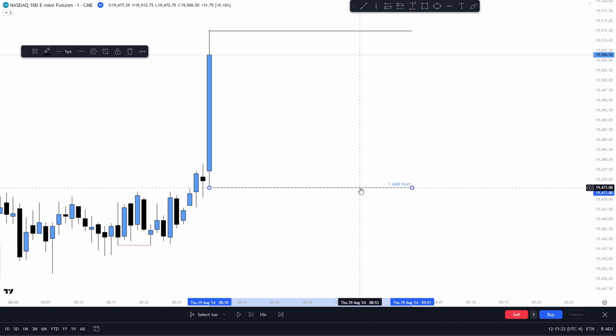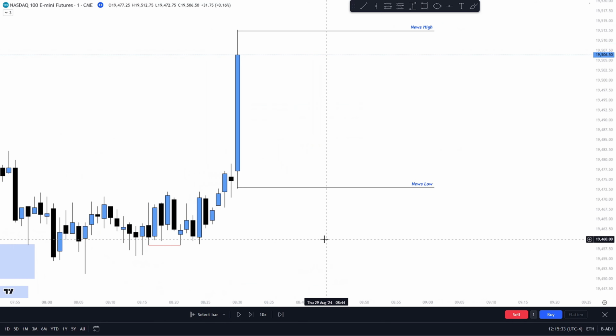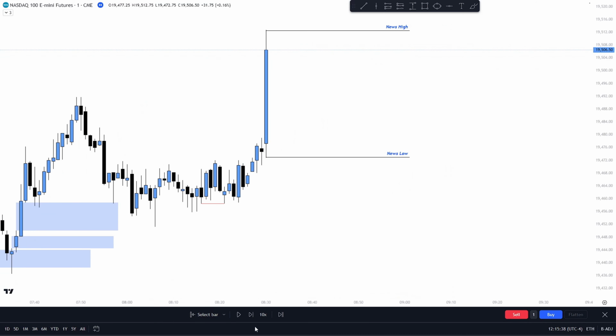Keeping it very, very simple, very easy to understand, and just straightforward. No messing around. So here we go. We got news high here. All right. Now let's just wait for a setup. Let's wait for one of these to be swept.